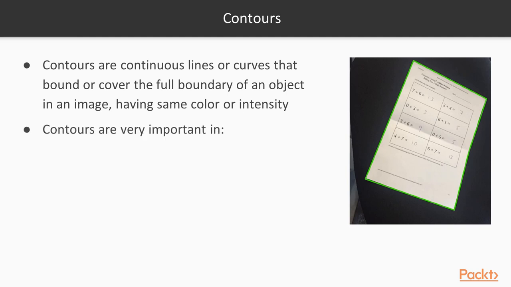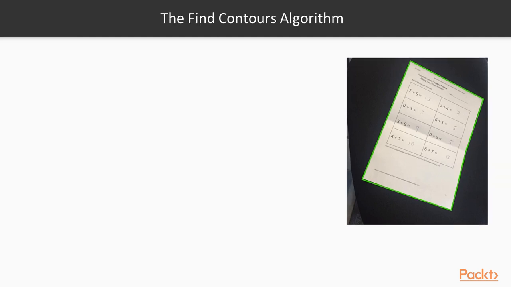And they're very important in things like object detection, shape analysis, and a host of other applications that you may or may not need to do in computer vision. So let's discuss the find contours algorithm in OpenCV. This is an algorithm that seeks to find or locate regions of contrasting intensity, background and foreground type separation, so we can actually highlight the area around it.